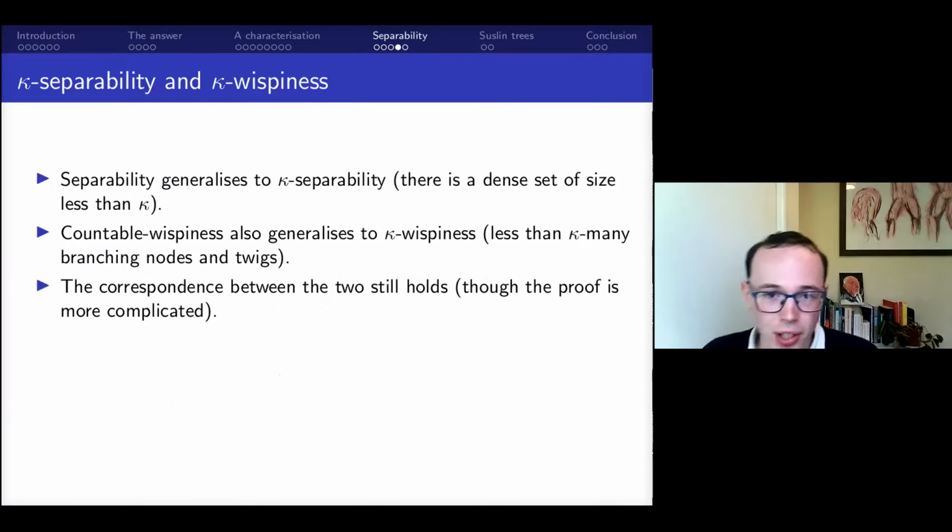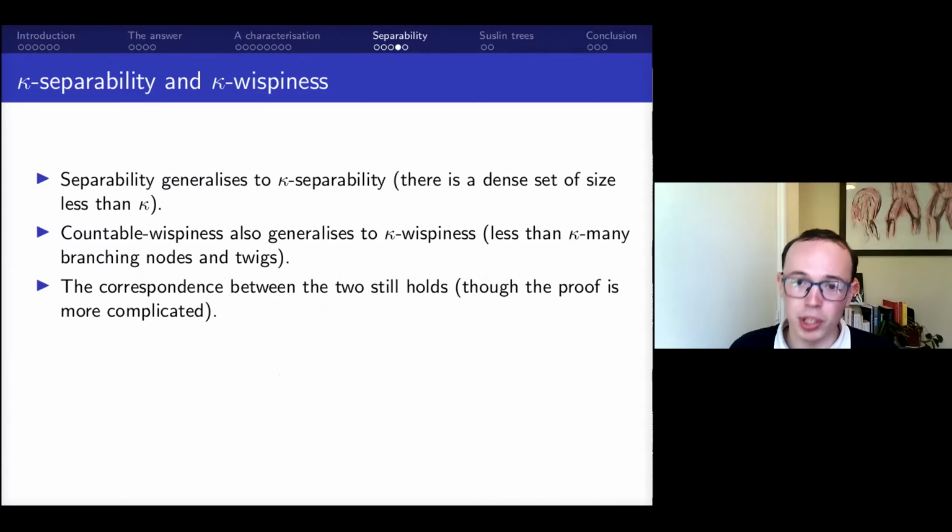Okay, let's ask some more questions. Let's generalize to kappa separability. So separability can generalize to kappa separability, by which I mean there is a dense set of size strictly less than kappa. We can easily generalize countable wispiness to kappa wispiness, which means that there are fewer than kappa many branching nodes and fewer than kappa many twigs. And this correspondence, which I mentioned in the first part of the section, still holds. So an R tree is kappa separable if and only if all of its cut point orders are kappa wispy.